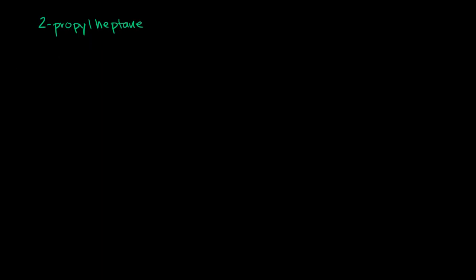So when you see something like this, the way we drew it was actually correct. It just wouldn't be called 2-propylheptane. So you say heptane. So that is a 7-carbon alkane, no double bond. So 1, 2, 3, 4, 5, 6, 7. And then on the second carbon, we have a propyl group. Propyl, that is 3 carbons. So on the second carbon, we have a propyl group. That's 3 carbons. So that is 1, 2, 3.